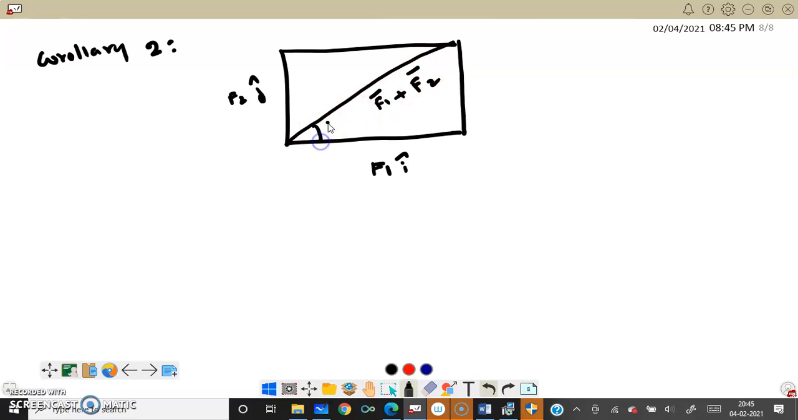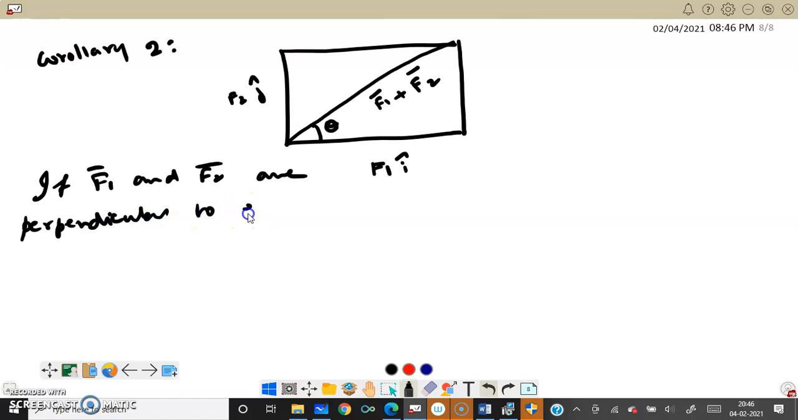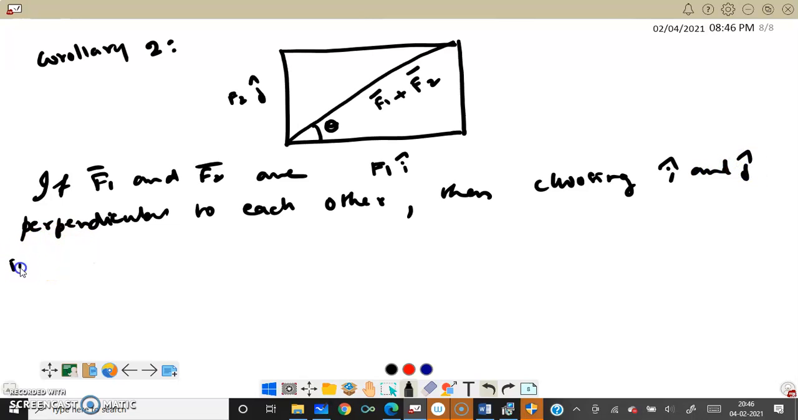Suppose we take the angle between them as theta, right? So what corollary 2 says is that if F1 and F2 are perpendicular to each other, then choosing i cap and j cap in their directions, because they are perpendicular, right? We can take i cap and j cap.